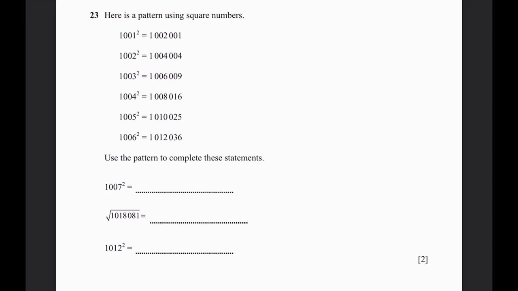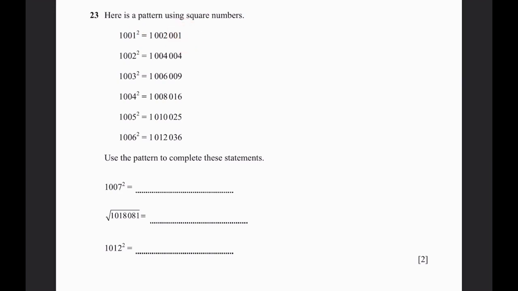So this pattern states 1001 squared. We just take that 1000 here, the first 3 digits, put it there, and then the 4th digit is the last digit multiplied by 2. 1 into 2 is 2, 2 into 2 is 4, 3 into 2 is 6, and so on. And then you put another 2 zeros, and the last digit is the first digit squared.